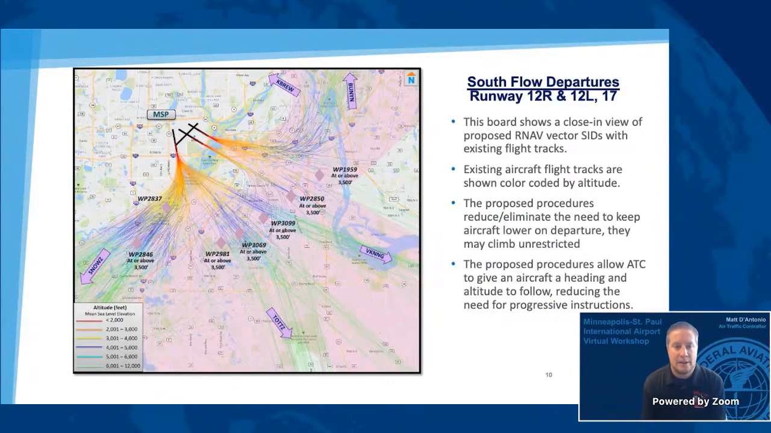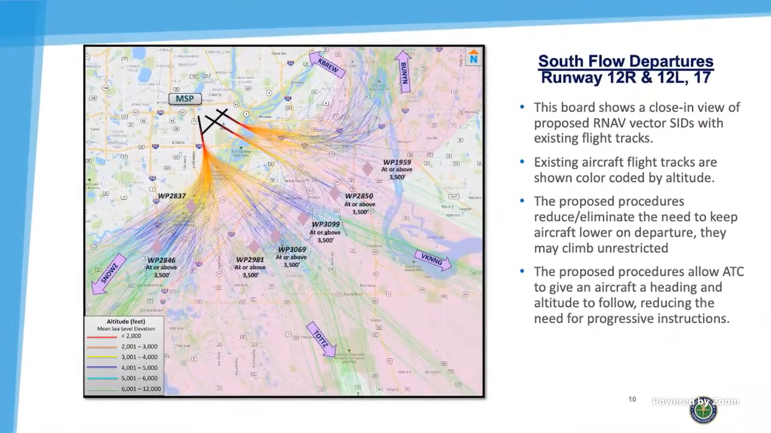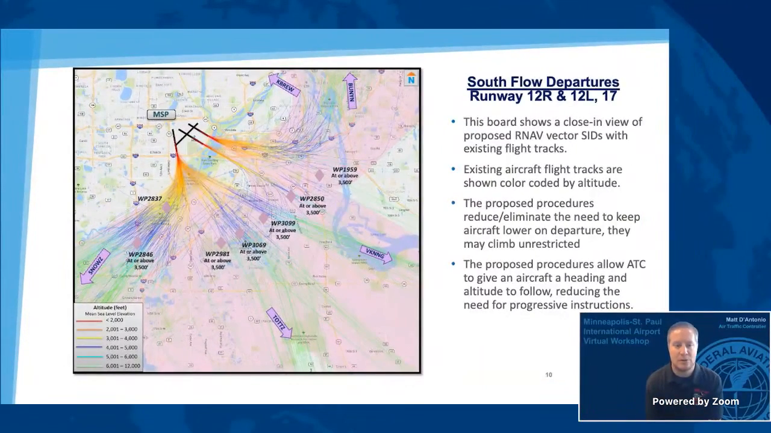This is the same as the previous board, but now the tracks are colored by altitude. As you can see, by the time aircraft reach approximately 7 miles from the airport, they are generally at altitudes at or above 4,000 feet. As of today, we do not have such climb restrictions. With our new proposed departure procedures, this will ensure aircraft are climbing faster, thereby decreasing the effect of noise over populated areas.